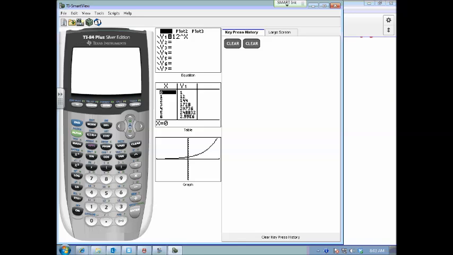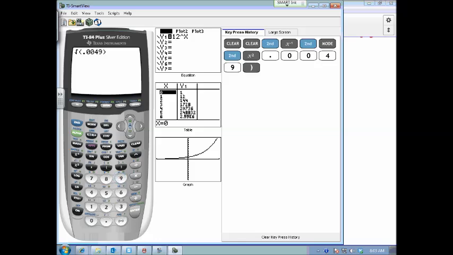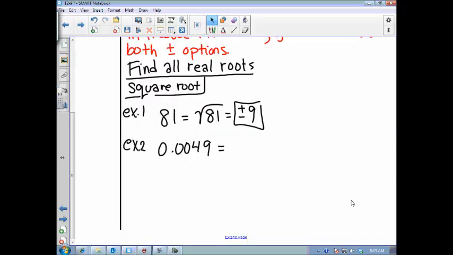Square root is right here, above the x squared button. Oops, wow. That's not what I wanted. 0.0049. Okay, who has the answer? Nathan? Great. 0.07. No, it's plus minus 0.07. Ah, yes. And we applied the square root ourselves, so it will become plus and minus.